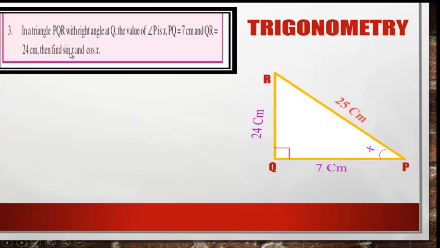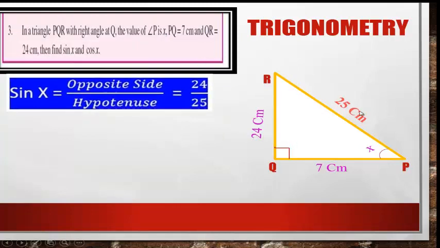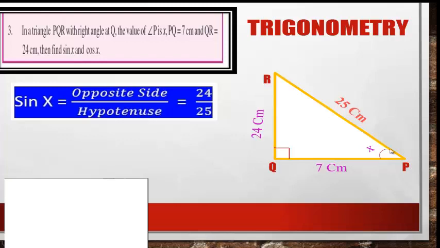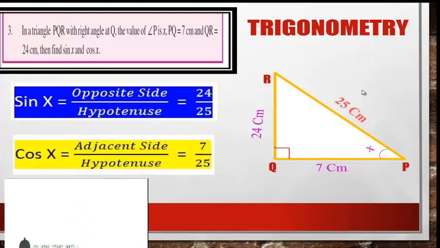We have to find sin x and cos x. For this angle x, we have to find the sin and cos ratio. Sin means opposite side by hypotenuse. This is the opposite side, that is QR by PR, that is 24 by 25. And cos means adjacent side by hypotenuse. Adjacent means here PQ. For angle x, this is the adjacent side. Therefore, adjacent side by hypotenuse is 7 by 25. That's it. The third problem is also over.